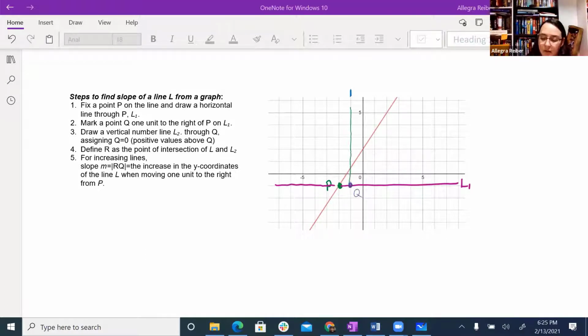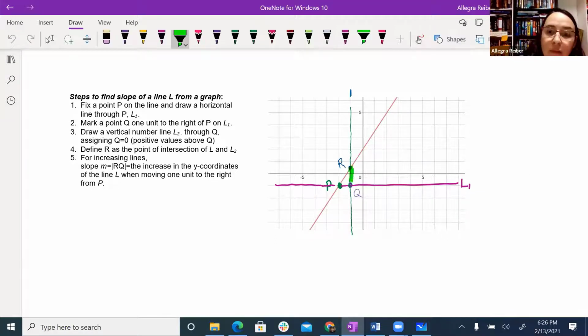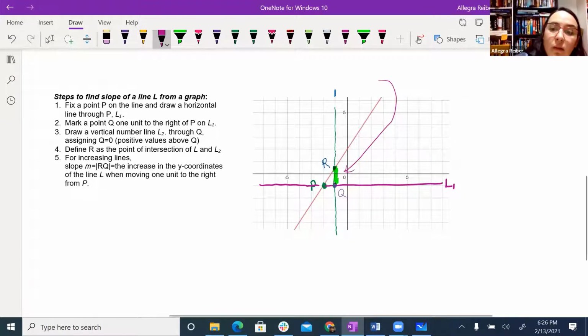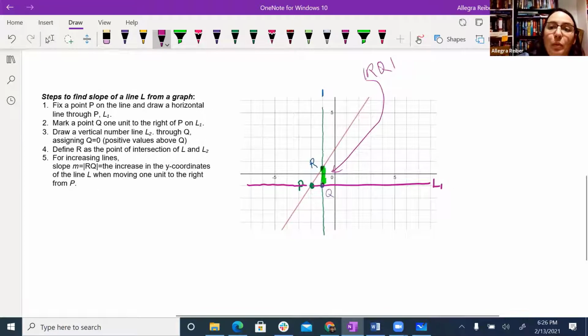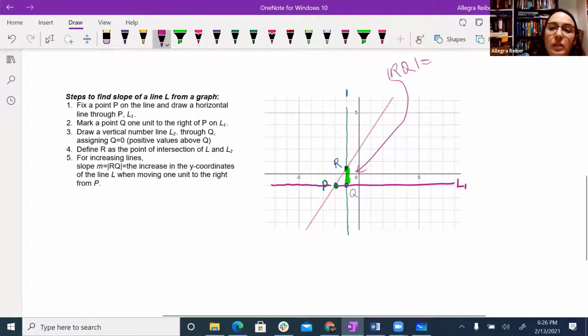This vertical line. And I find the place where that vertical line intersects the red line I started with, my line L. That is this point here, R. So the length of RQ, the length of this segment, will be my slope. It's how much higher up we've traveled when we move 1 unit to the right.